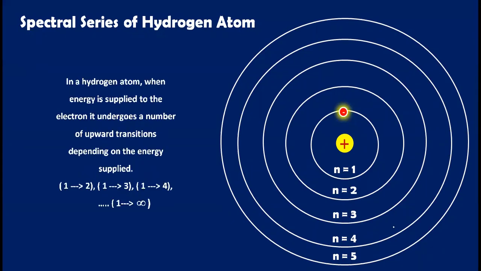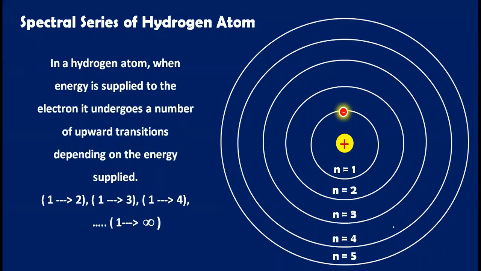Now, when energy is supplied to the electron of hydrogen atom, as per Bohr's postulate, whenever an electron absorbs energy, it has to jump from lower energy level to higher energy level. So when energy is supplied to the electron, it may undergo a number of upward transitions on absorbing that energy. And again, the orbit to which the electron is going to jump will depend upon the energy what we supply.